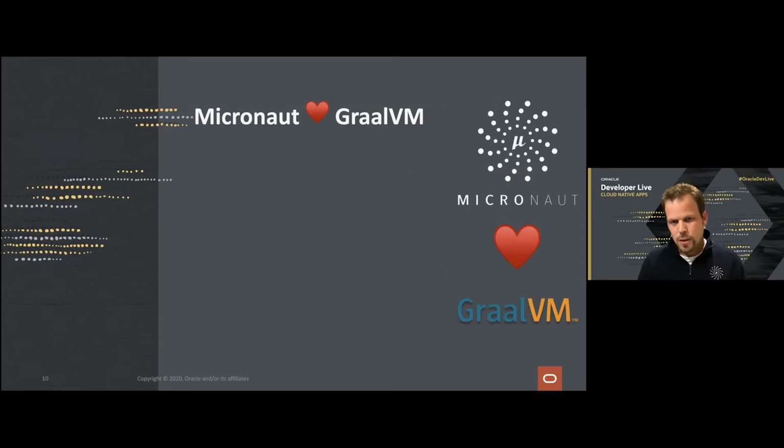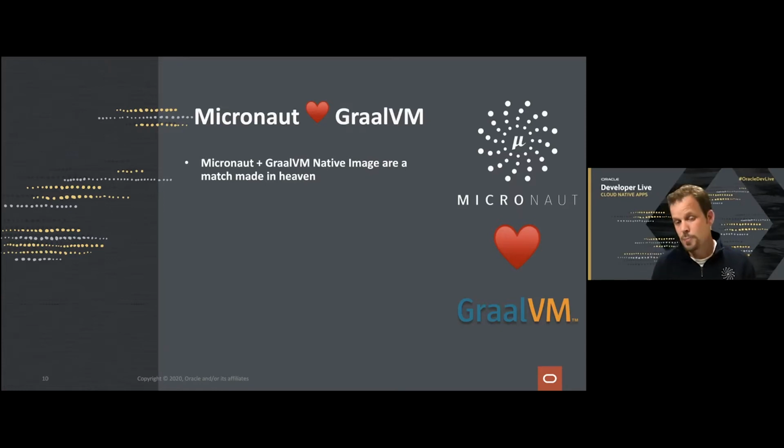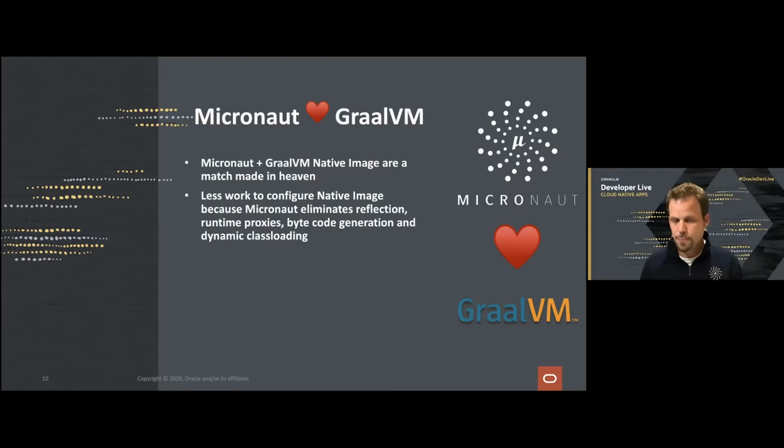Now, in terms of the relationship between Micronaut and GraalVM, and in particular the native image, they are essentially a match made in heaven. Why is that? Because native image, the way it works in terms of doing what's called a closed world static analysis of your application, works really great. However, if you do anything dynamic in your application, such as using reflection or runtime proxies or dynamic class loading, you need to configure GraalVM and tell it about these usages within your application.